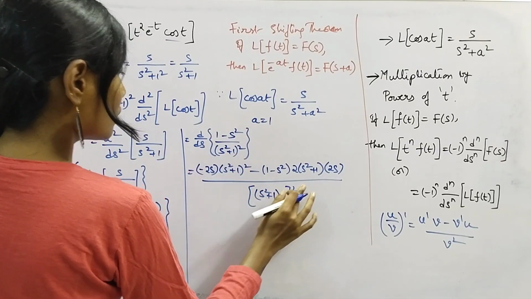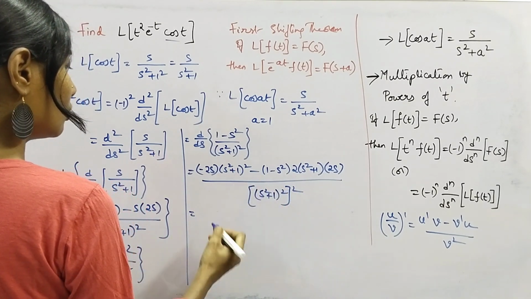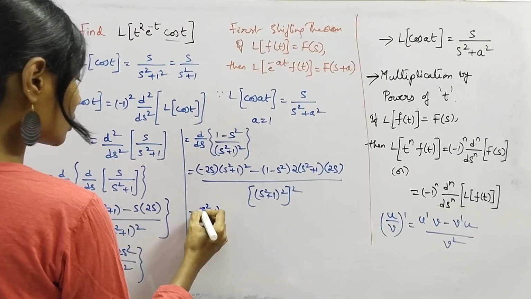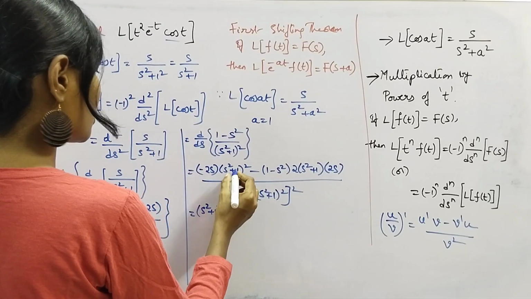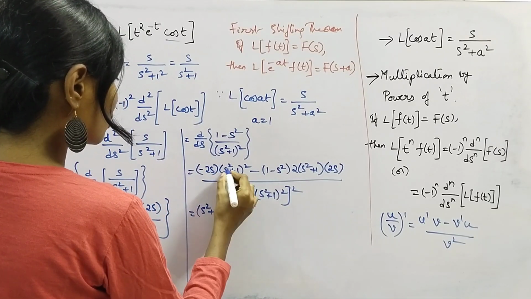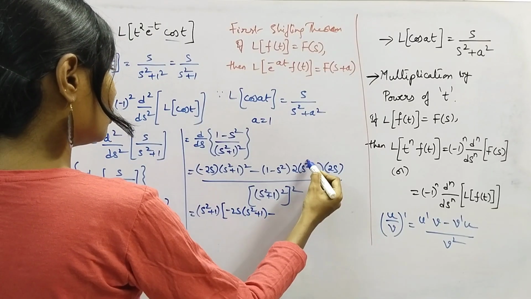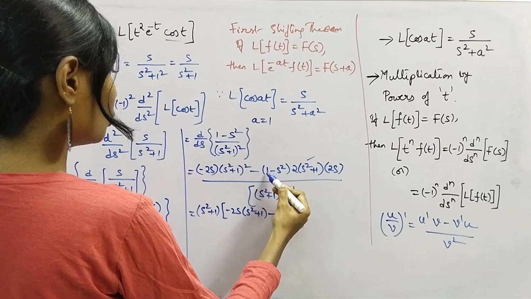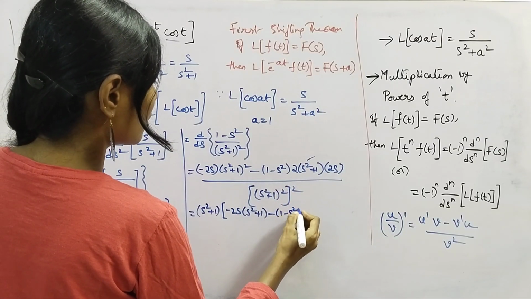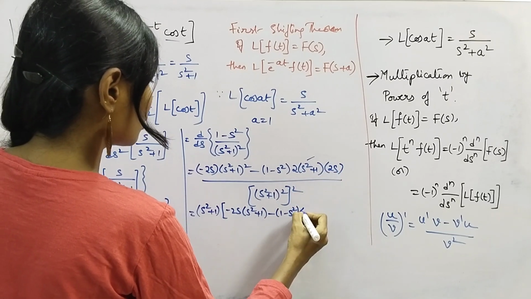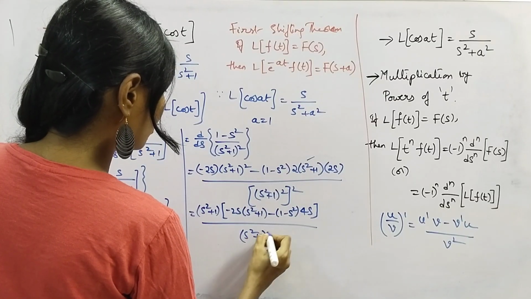Now take s square plus 1 common from the numerator. You'll get s square plus 1 from these two terms. You'll get s square plus 1 into minus 2s times s square plus 1 minus, we'll just take this common, so you'll get 1 minus s square into 2 into 2s, that is 4s, over s square plus 1 power 4.